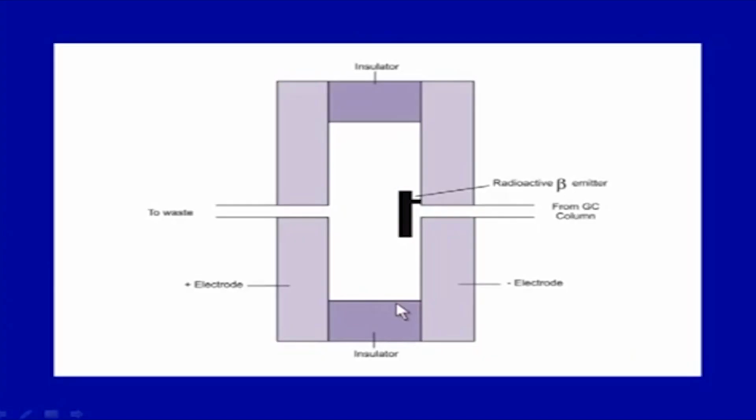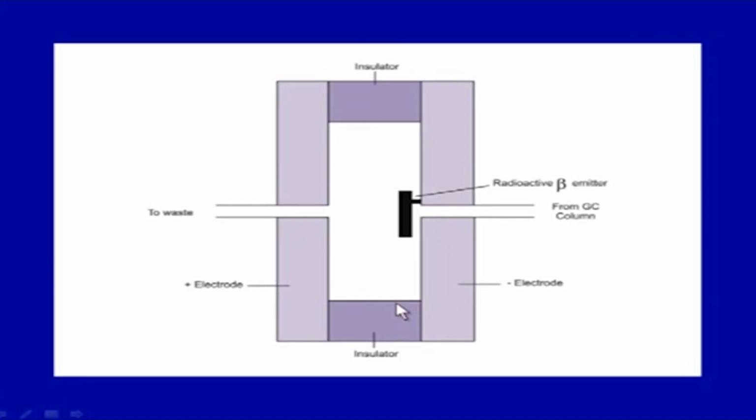The carrier gas most commonly used in conjunction with the ECD is nitrogen or an argon plus 5% methane mixture. So, either nitrogen could be used, or argon mixed with 5% methane could be utilized. So, it is a very simple schematic of the electron capture detector.